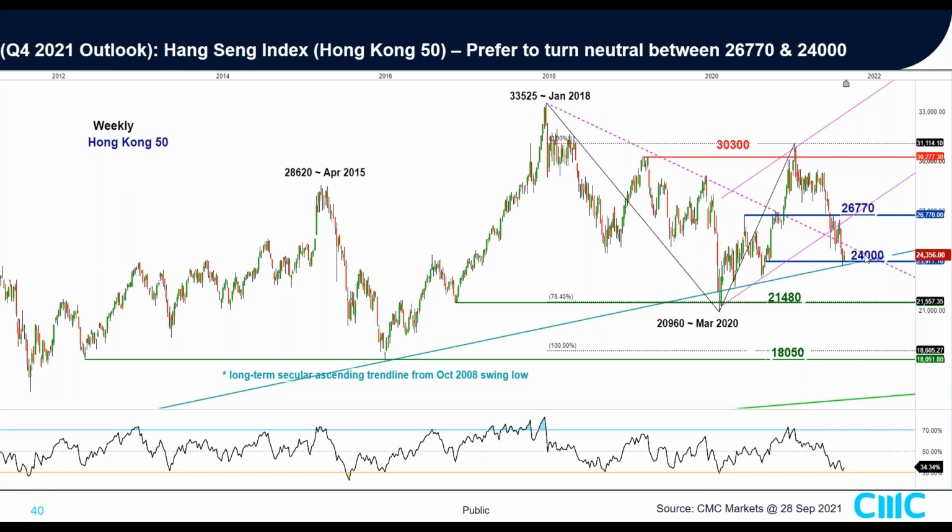However, if we have a weekly close below 24,000, that means we start to see further downside to retest the pandemic low of 21,480. Then if this level couldn't hold, we may start to see a further decline towards 18,050, which was the swing low of this period here, 2016 and 2012, as well as a cluster of Fibonacci retracement levels. So more neutral right now, rather than adopting a bullish stance, despite it still holding above a significant support on the Hang Seng or the Hong Kong 50 index.